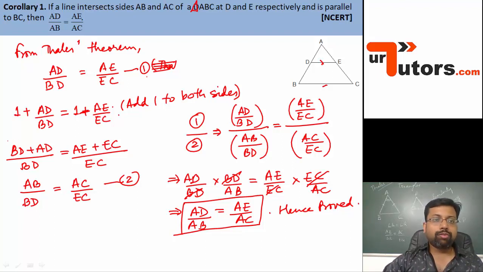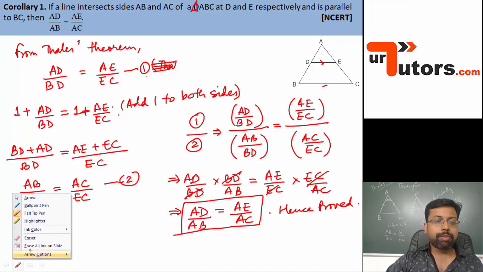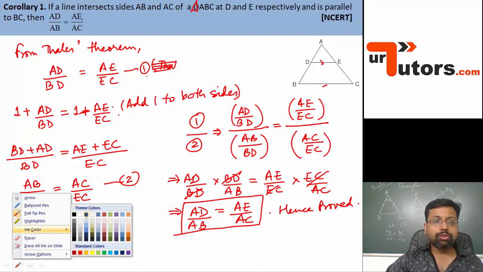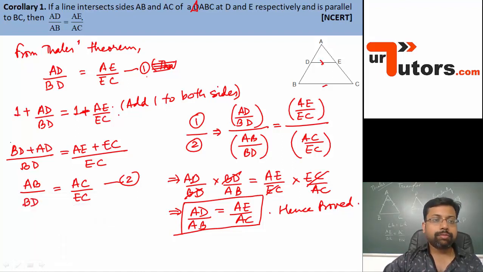Once we do that, we add 1 on both sides of the equation. We take the LCM and take the sum in the numerator. On the left hand side you have BD plus AD, which is nothing but AB, and on the right hand side you have AE plus EC, which is nothing but AC. So you get AB by BD is equal to AC by EC as the second equation.